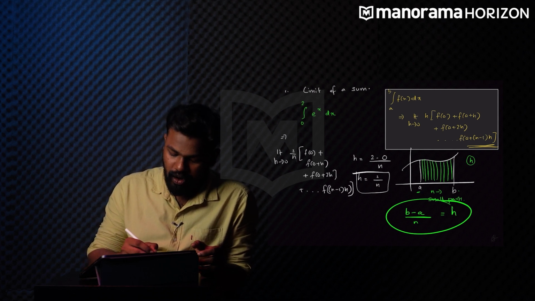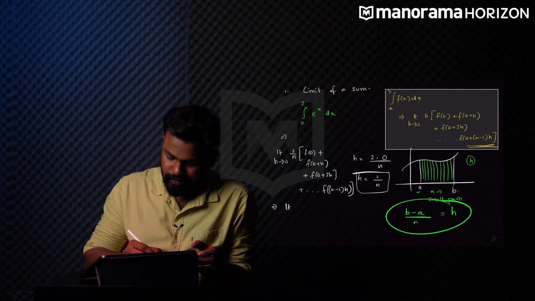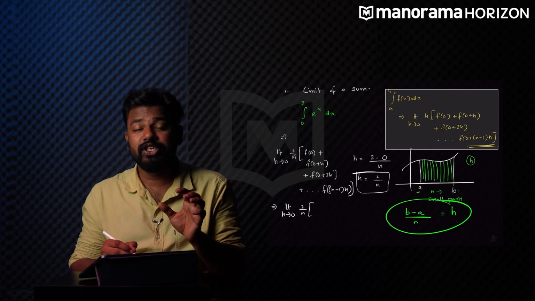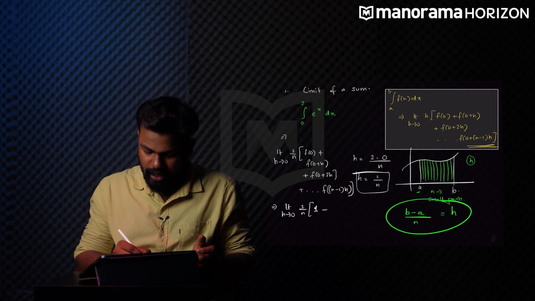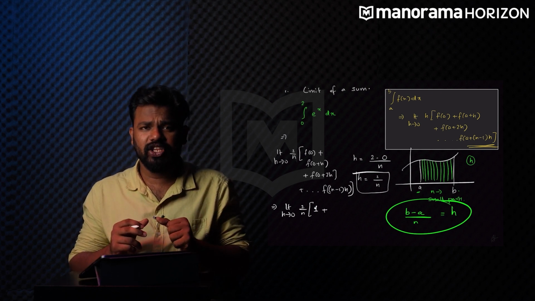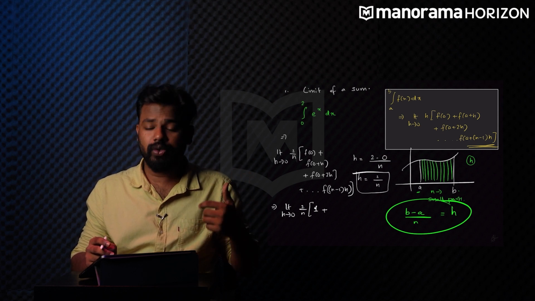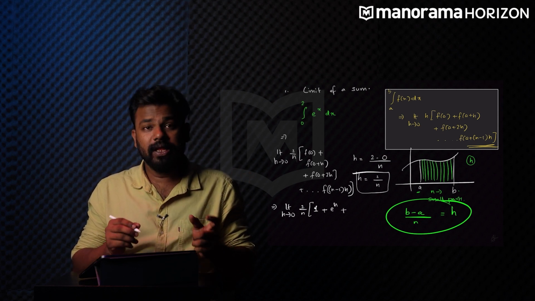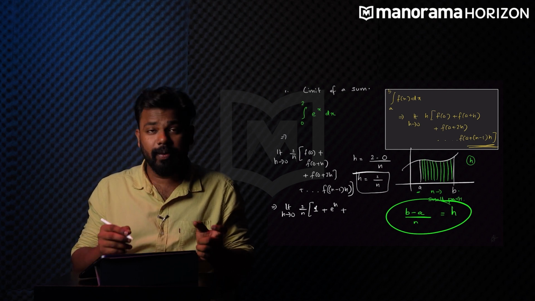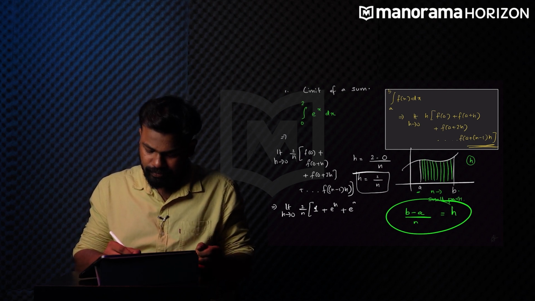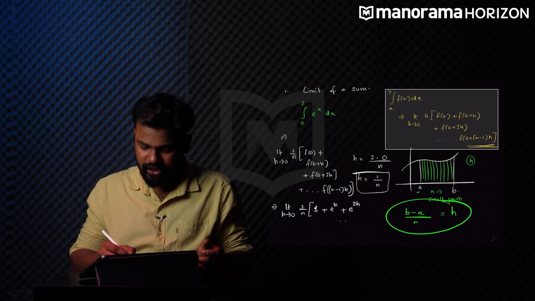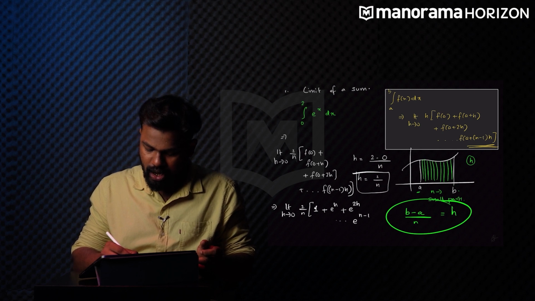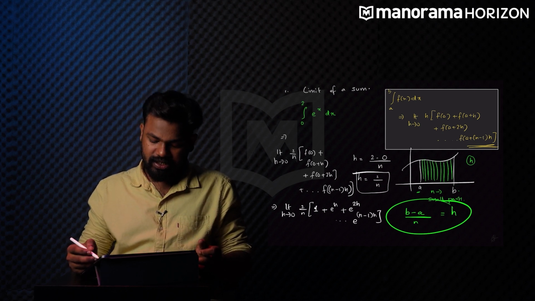So, if I put all these values inside, I will be getting limit h tends to 0, 2 by n, f of 0, e raised to 0. The function is e raised to x, right? So, what is f of 0? e raised to 0. What is that? 1. Plus f of 0 plus h, nothing but f of h, which is nothing but e raised to h. Plus f of 0 plus 2h, which is nothing but e raised to 2h. So, that we got. Now, it goes like this till the last one, that is n minus 1 into h. So, it will be e raised to n minus 1 into h. Okay. So, this is what we got here.